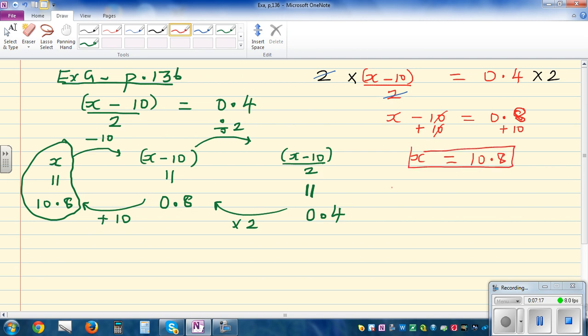Let's make sense of the answer. Always make sense of the answer. So what are we saying? 10.8, take away 10, divided by 2, is what? 10.8 take away 10 is 0.8. And 0.8 divided by 2 is 0.4. So your answer is right. The answer is 10.8, and this is what we got, 0.4. So your answer is right.